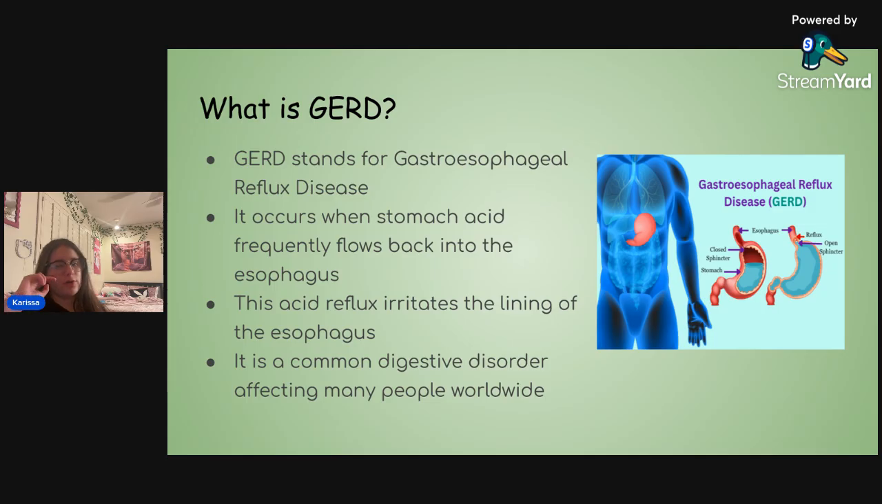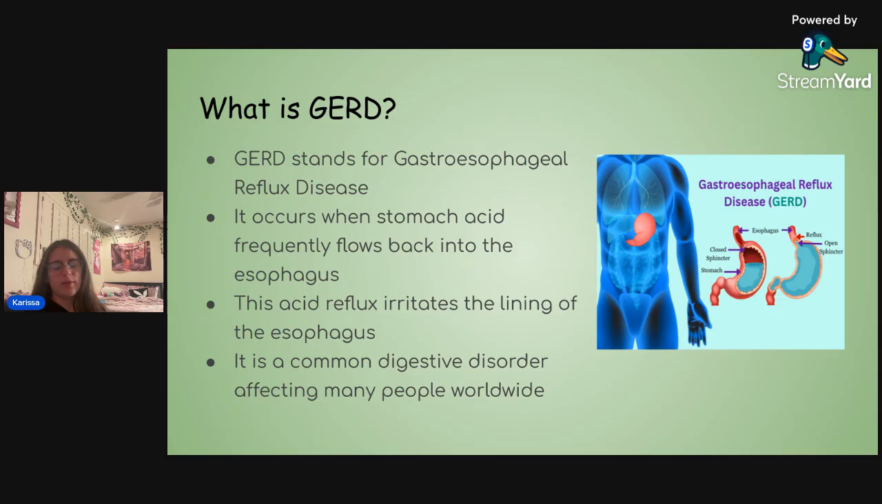So, what is GERD? GERD stands for gastroesophageal reflux disease. It occurs when stomach acid flows back into the esophagus. This acid reflux irritates the lining of the esophagus, and that's what causes people who have this condition to have a burning sensation. It's a common digestive disorder and it affects millions of people worldwide.